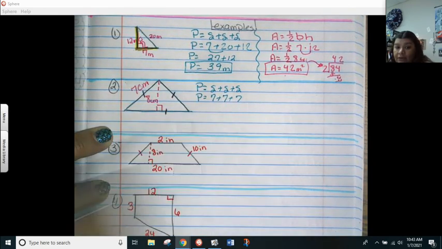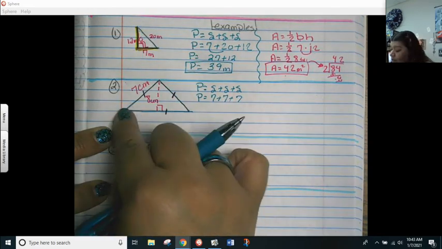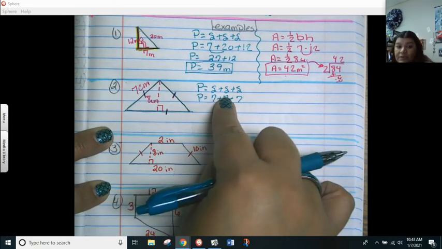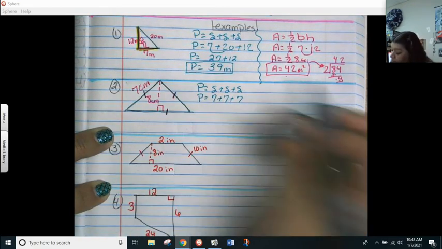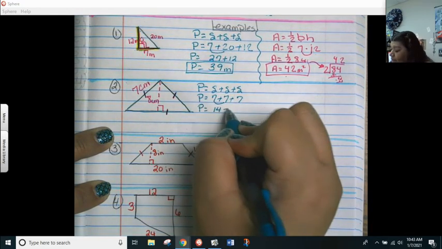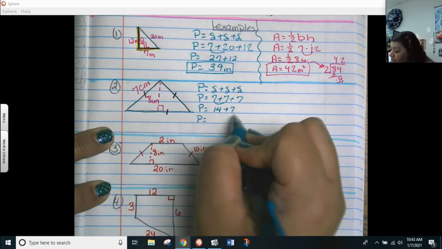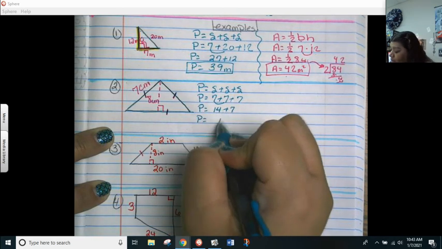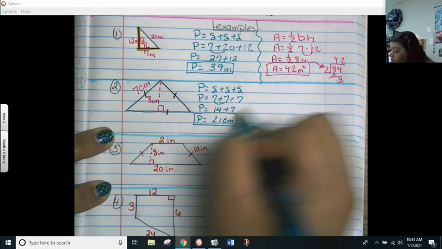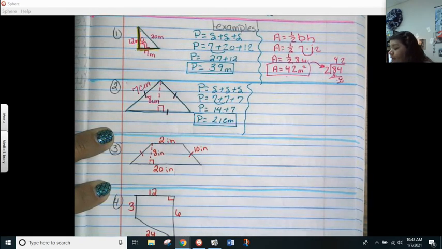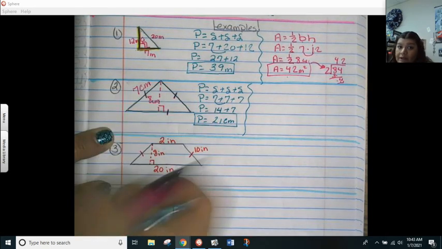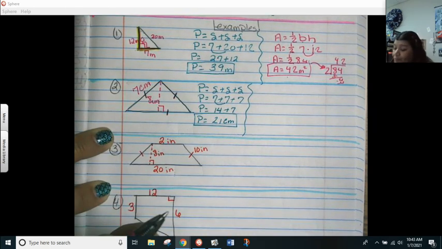That 8, I don't need it. Okay, it's not on the outside. Remember, you're going around the figure, and the triangle only has 3 sides. If I put that 8 there, it gives me 4. Doesn't make any sense. So let's go ahead and add. That's 14. And then 14 plus 7 is 21 centimeters. 21 centimeters. Okay. So don't be tempted to put that 8. It's not going around. It's inside. I don't want that.